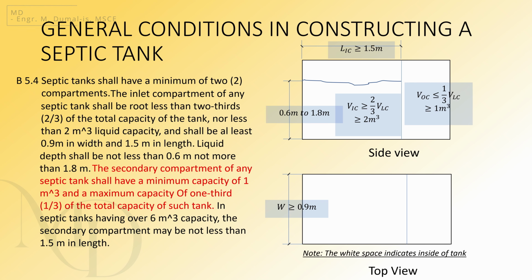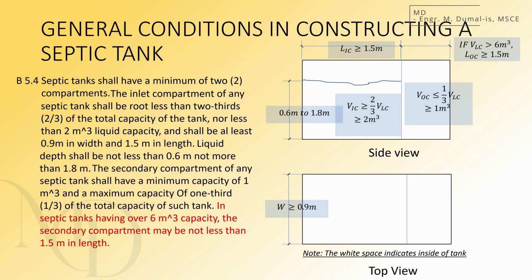Now, for the secondary compartment, its volume must not be less than 1 cubic meter. At the same time, it cannot exceed 1/3 of the total liquid capacity of the tank. This balance makes sure that the outlet side functions well in clarifying the wastewater.